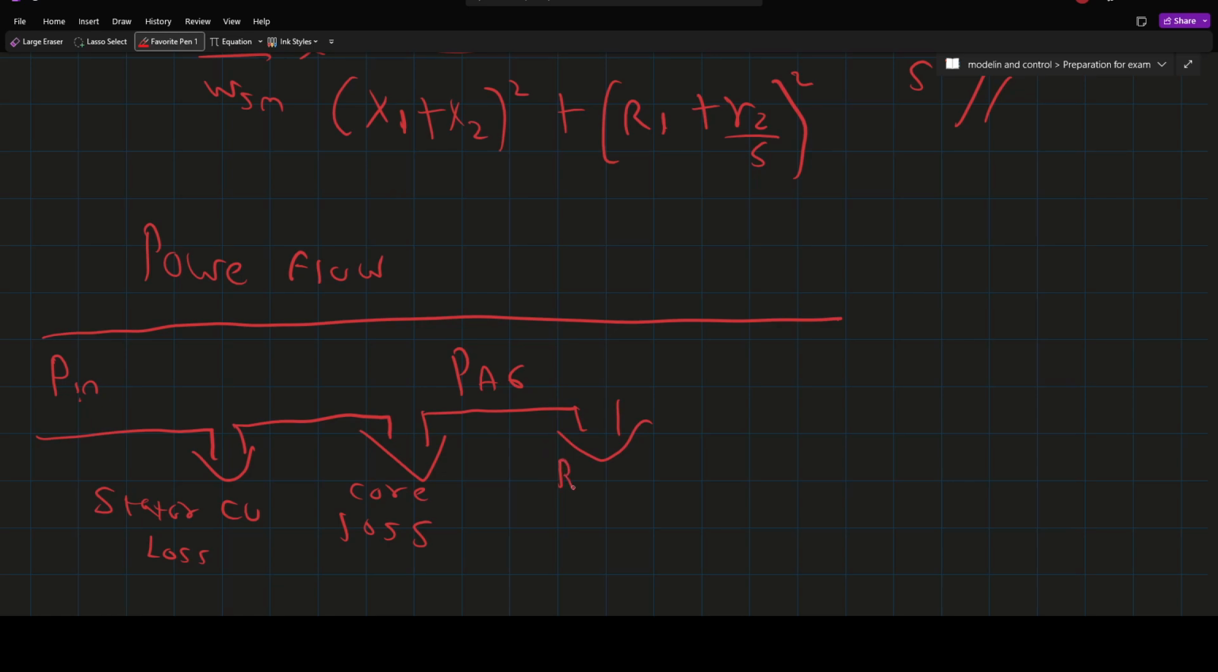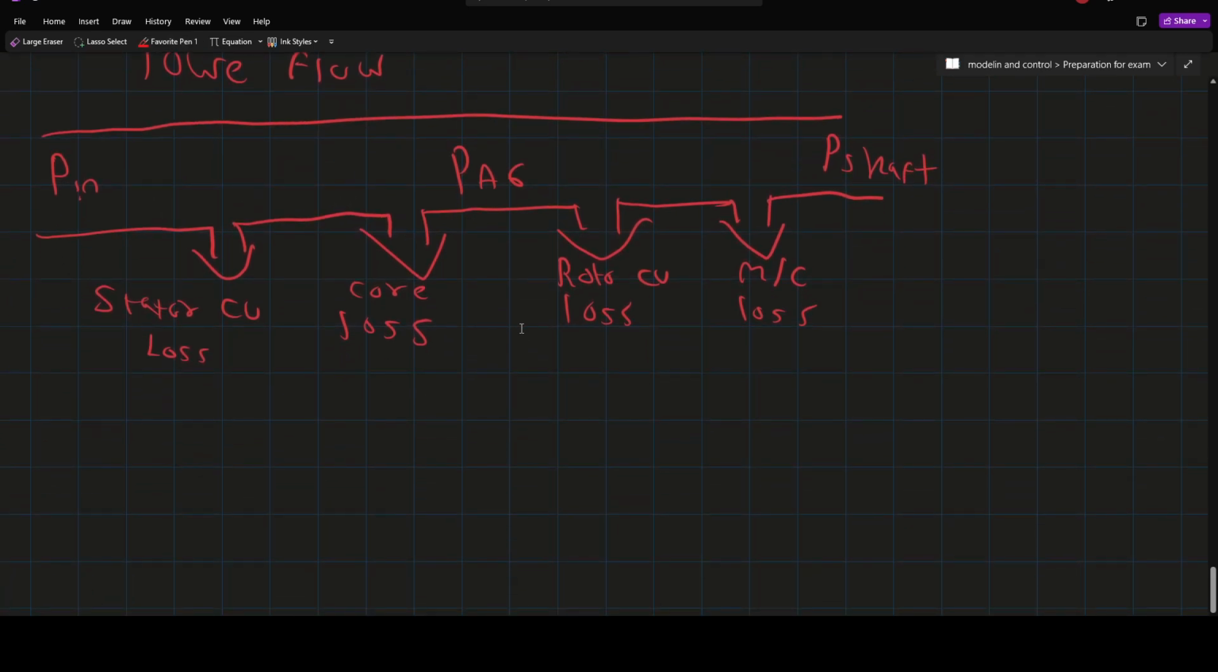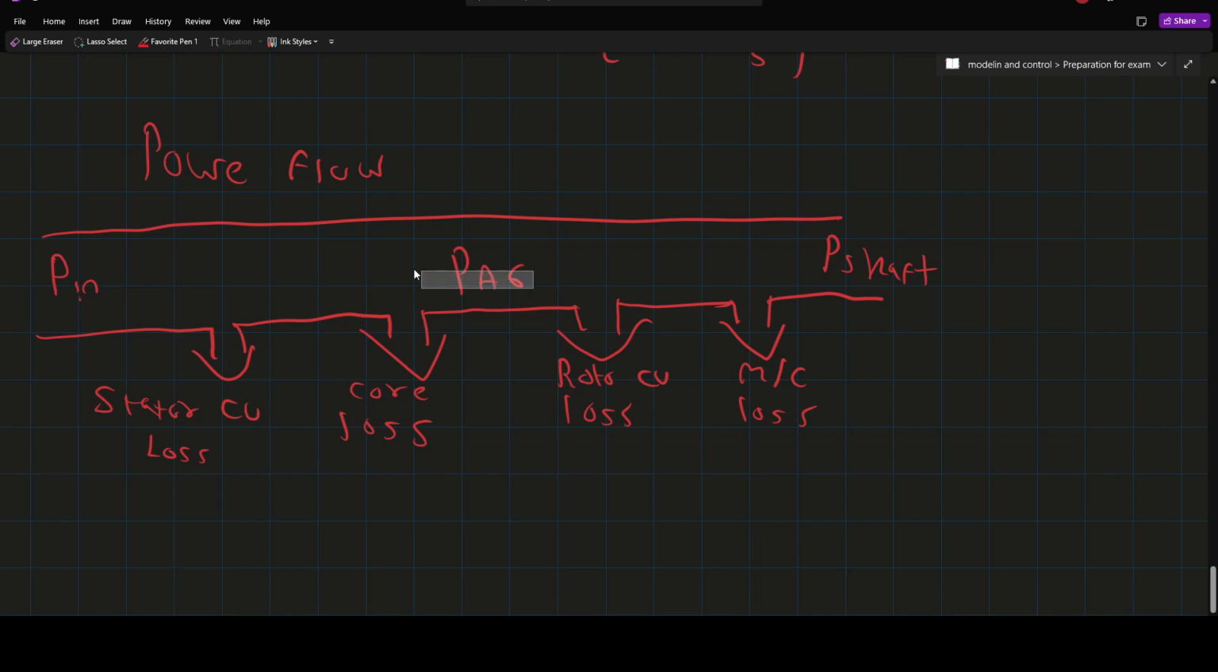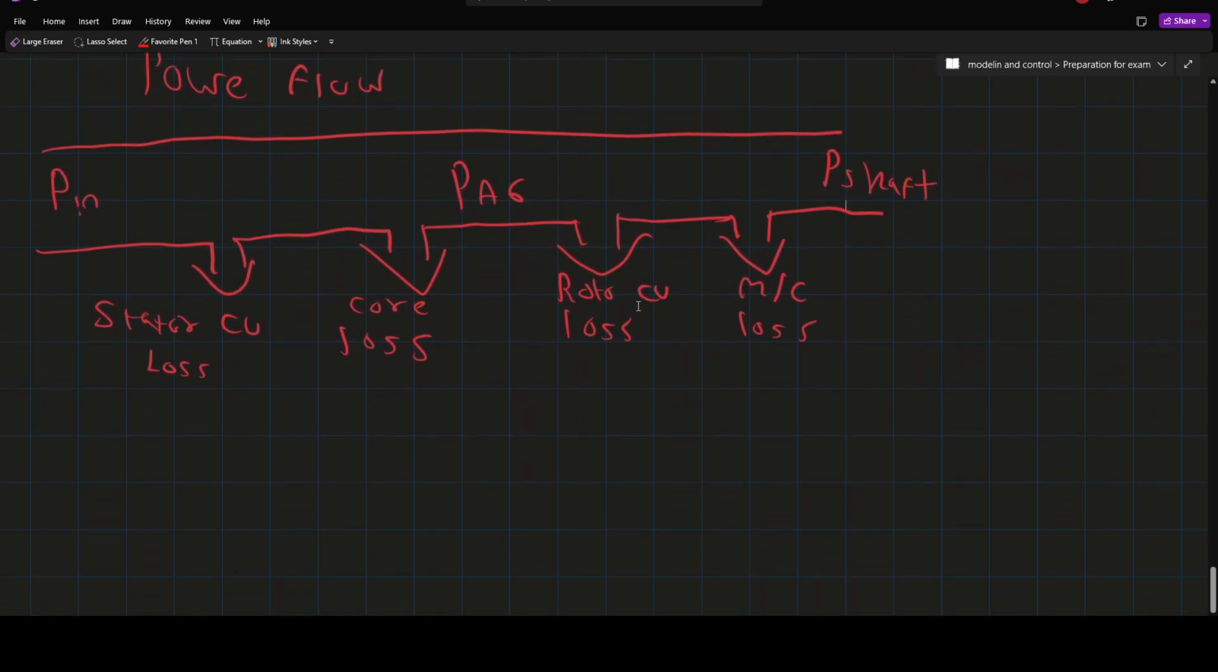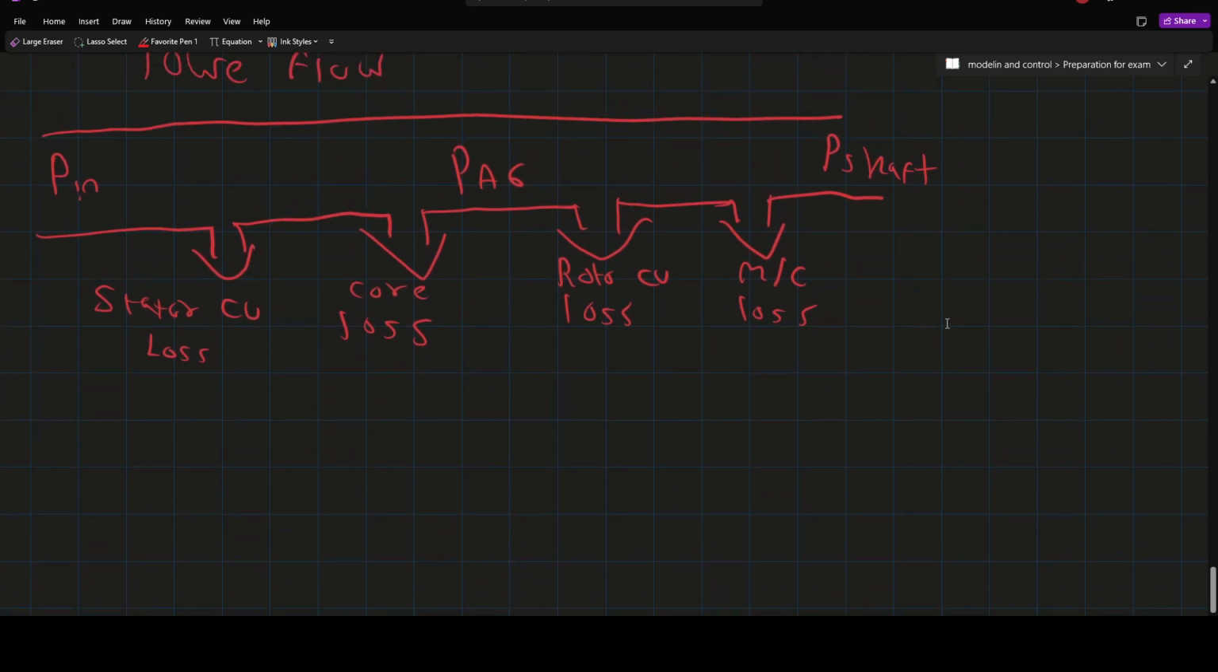And then from here we have the rotor copper loss, because the power in the air gap is the power going into the rotor. Then we are gonna have our mechanical losses, and whatever is left is our power in the shaft. Okay, so this is good because if we have our power in the air gap, we subtract the rotor loss and mechanical loss, we get our power in the shaft. So like this we can calculate our different powers.